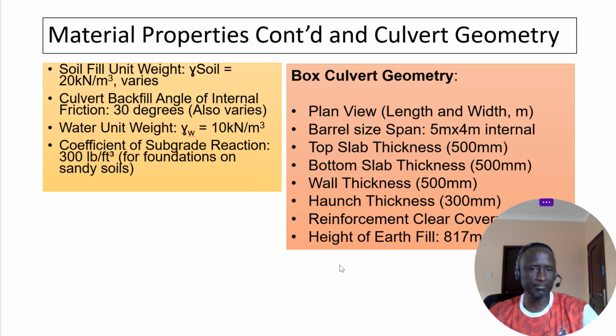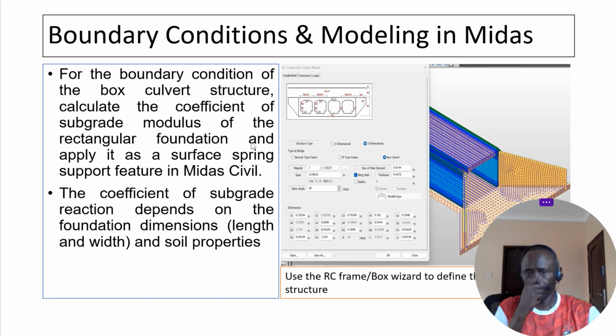Now the geometry is very important. You have to know the plan view, the length and the width, and the length is determined by the backfill, the embankment fill. That one I think we shall be sharing and looking at. The barrel sizes you need to understand. I think there's a typical example. That's why I've given you 5.4. The top slab thickness, the bottom slab, the wall thickness, haunches, reinforcement, clear cover, the height of the fill. Those are the things you need. This one's 8.17. I think there was a typical project, so I picked some typical example.